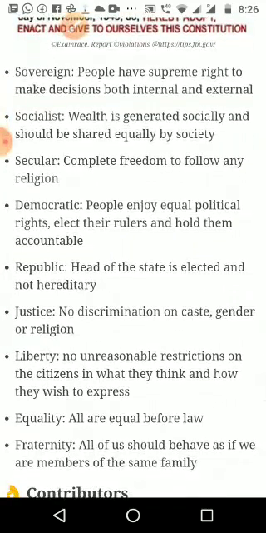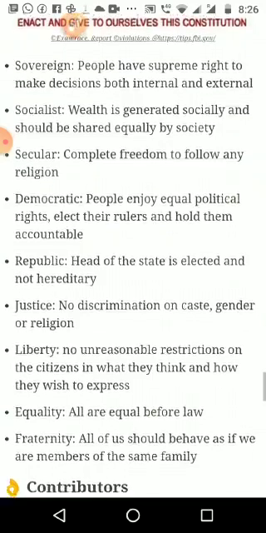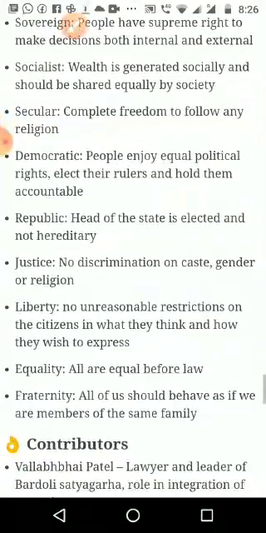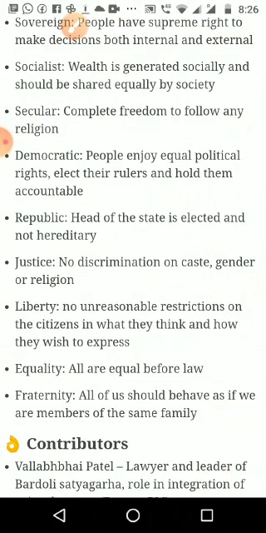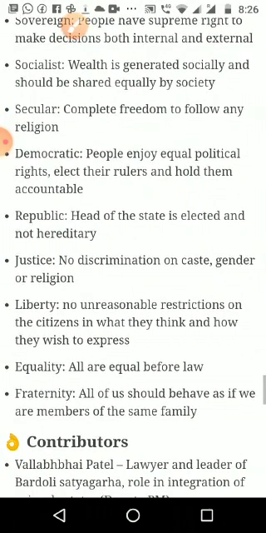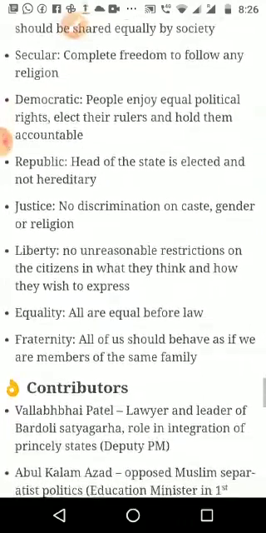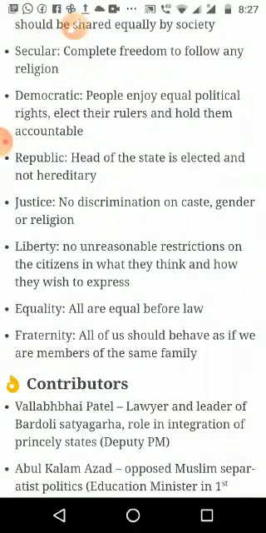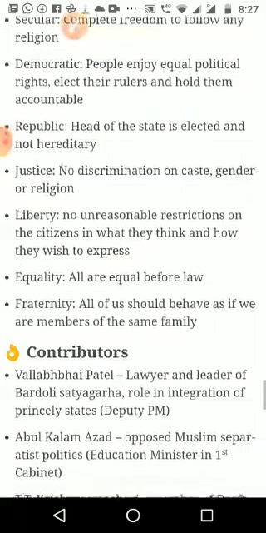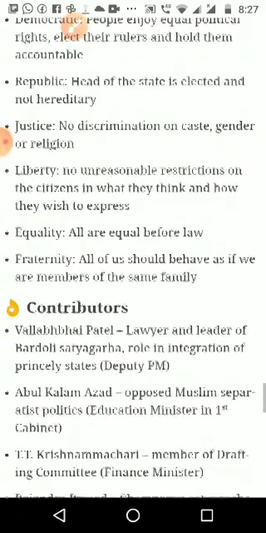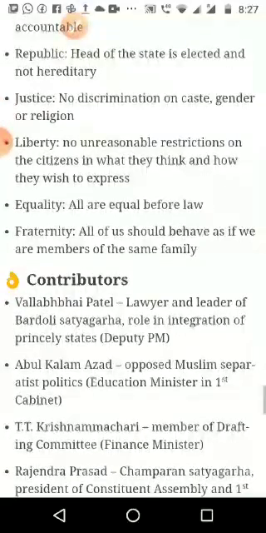Sovereign: the people have the supreme right to make decisions, both internal and external. Socialist: wealth is generated socially and should be shared equally by society. Secular: complete freedom to follow any religion. Democratic: people enjoy equal political rights, elect their rulers, and hold them accountable. Republic: the head of the state is elected and not hereditary.